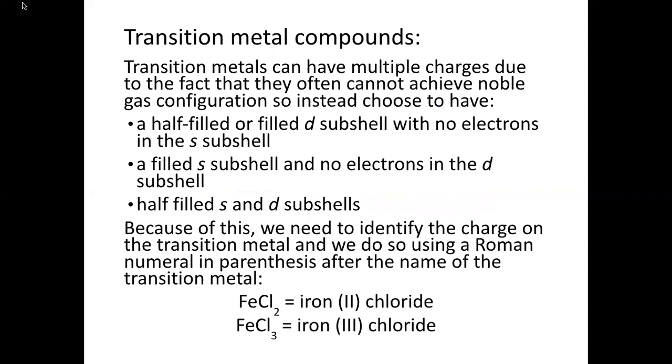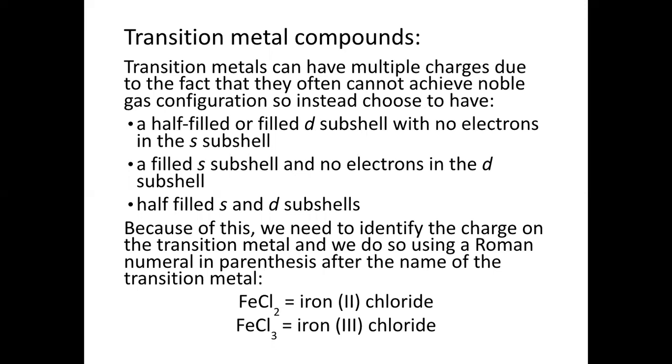For transition metal compounds, we have some different naming. Transition metals can have multiple charges due to the fact that they often cannot achieve noble gas configuration. So they choose to have a half-filled or filled D subshell with no electrons in the S subshell. And this can be a little bit more complicated. We won't be doing much with these transition metals, but I do want you to have an understanding of how to name them.